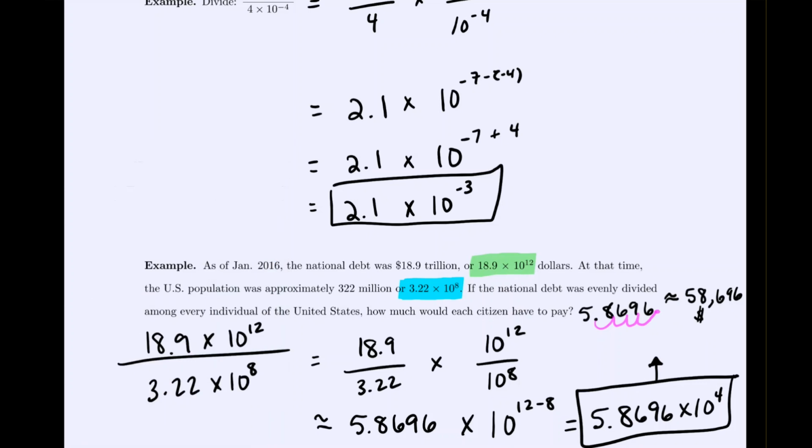And notice whenever we can use scientific notation, we can work at thinking about just how many ways we can split $18.9 trillion, which without scientific notation, it would be very hard to conceive of $18.9 trillion. But with scientific notation, we can write that as just 18.9 times 10 to the 12.